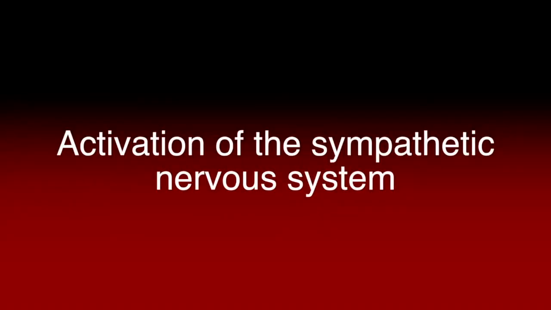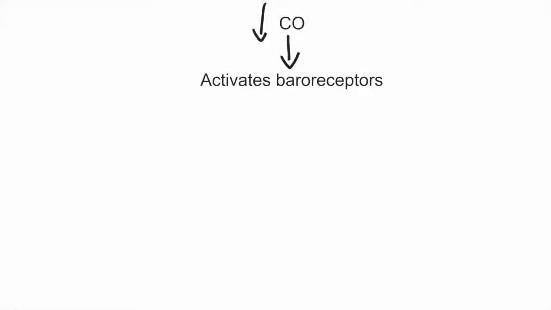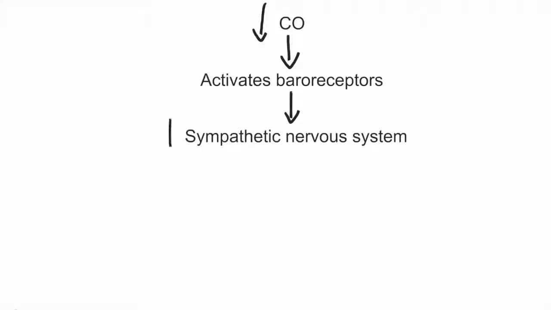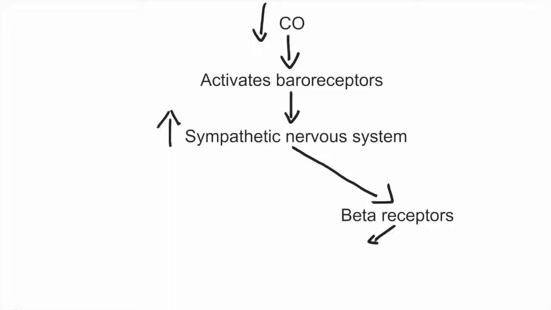So let's start by talking about the activation of the sympathetic nervous system. A decrease in cardiac output leads to activation of baroreceptors, which then leads to increased activation of the sympathetic nervous system. The increase in activation of the sympathetic nervous system has three main effects that are important in congestive heart failure. First is activation of beta receptors. Activation of beta receptors leads to increased stroke volume as well as increased heart rate. Both of these serve to maintain cardiac output.